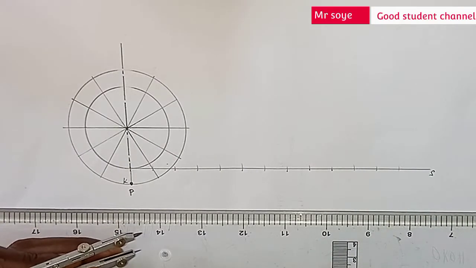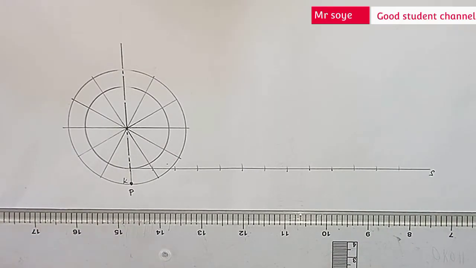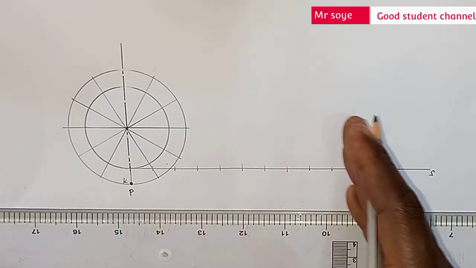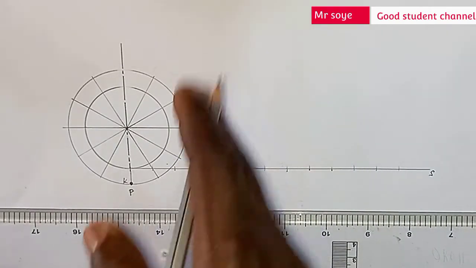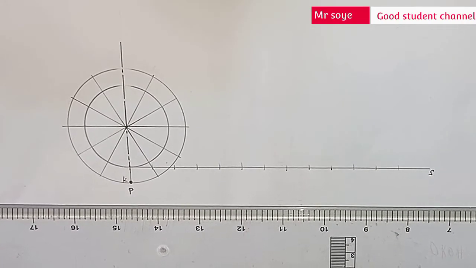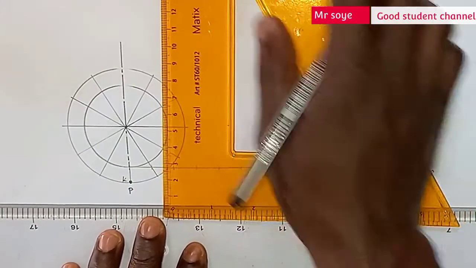Then draw a vertical line to pass through each division on the baseline.